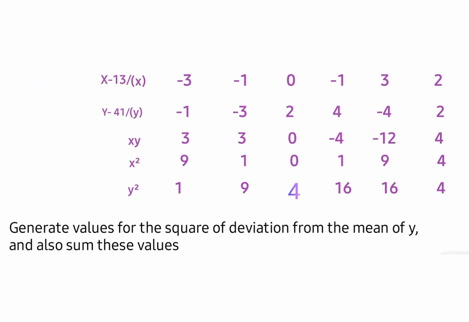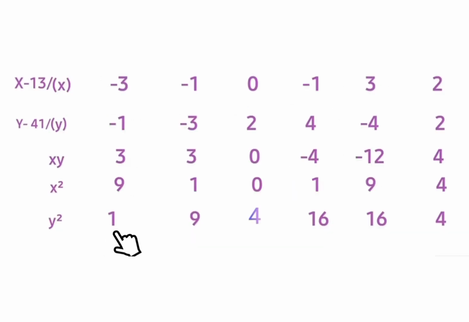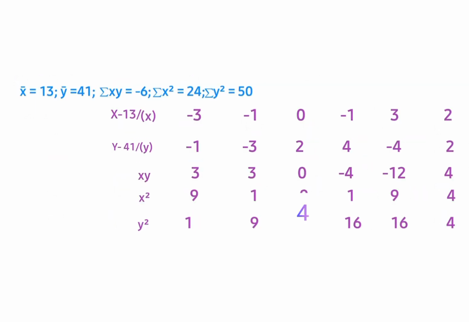Remember, the instruction went further to say also sum these values, right? And here we go now. 1 plus 9 plus 4 plus 16 plus 16 and lastly plus 4, and of course that gives 50, and we record that now. Summation y squared equal 50 here.